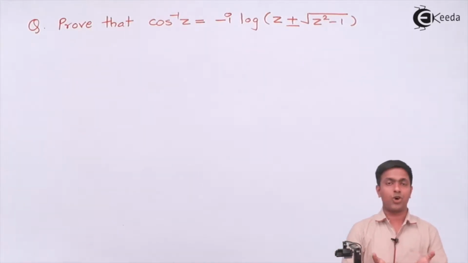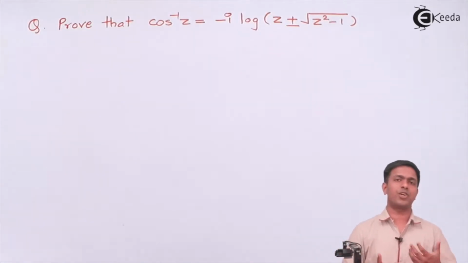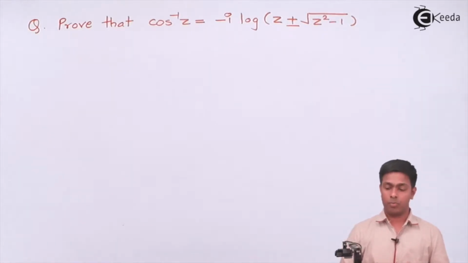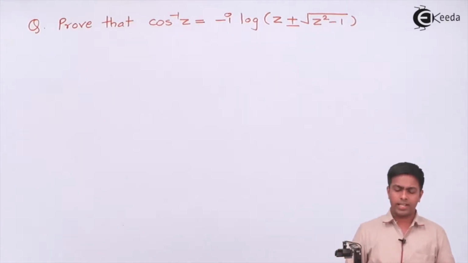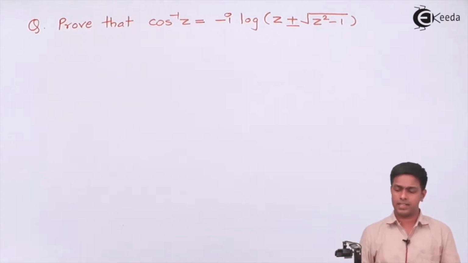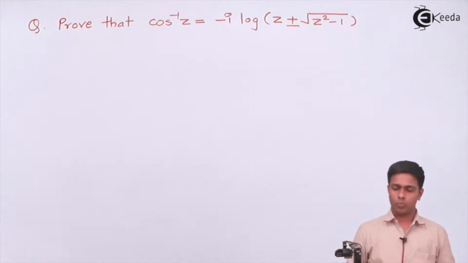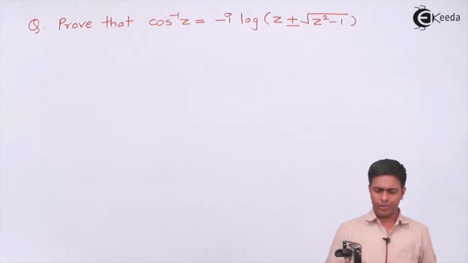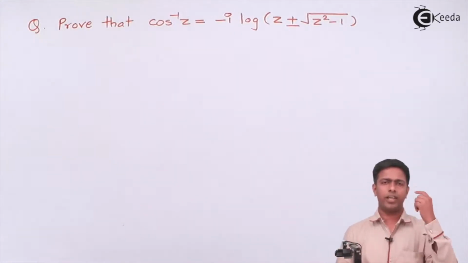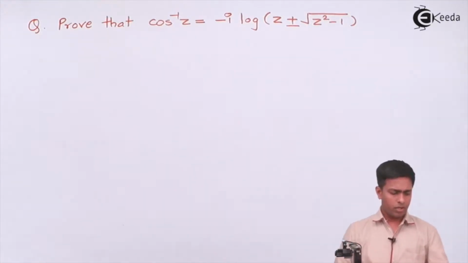One result which is cos inverse of z, that is inverse trigonometric function, equal to minus i log of z plus or minus root of z square minus 1. Now guys, the question is how to prove this result. So to prove this identity, what we'll do is we will consider cos inverse z as some variable. So let's say u.